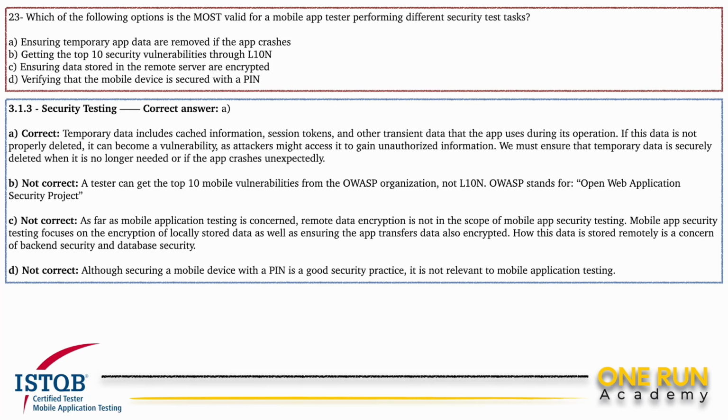Moving next to option C, ensuring data stored in the remote server are encrypted. This one can be a little bit deceiving. You see, as far as mobile application testing is concerned, remote data encryption is not within the scope of mobile app security testing. Mobile app security testing focuses on the encryption of locally stored data and ensuring the app transfers data securely. However, how this data is stored remotely is a concern of back-end security and database security. So this option is not correct.